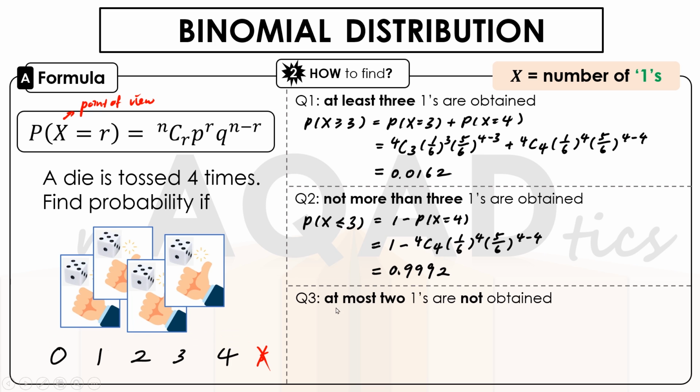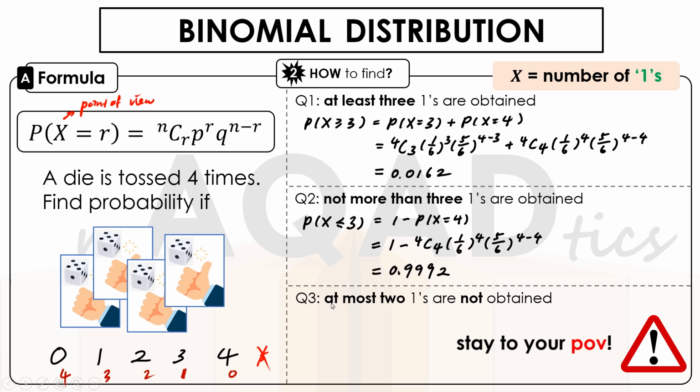And the last question is, at most 2 ones are not obtained, right? So this is where x plays a big role, because here our point of view is to obtain 1, not to not obtain 1. So for each of the cases here, let's find the number of ones we did not obtain. If 0 times we didn't obtain 1, this means 4 times we obtained 1. For example, if 3 times we get 1, this means 1 time we did not get 1. So we can fill in the rest of it.